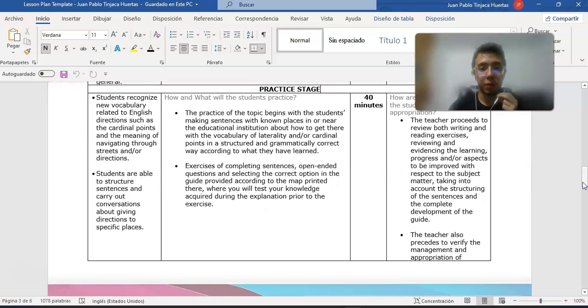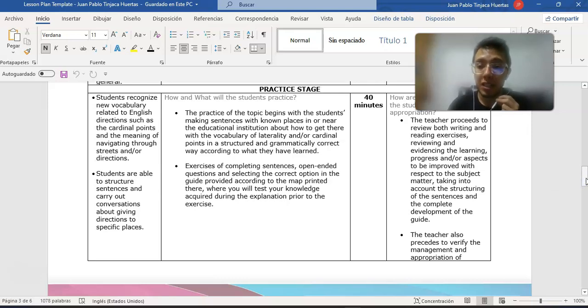Okay, so now we have here the practice stage. What are we going to do in the practice stage? First of all, I'm going to assign an activity for every student about making sentences in their notebooks about the places they know. It could be within the educational institution or near the educational institution, using the vocabulary of laterality and cardinal points. And I'm going to grade those sentences and give feedback on this activity.